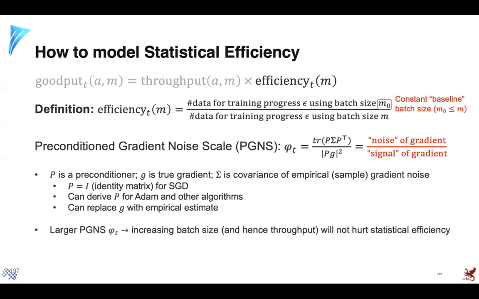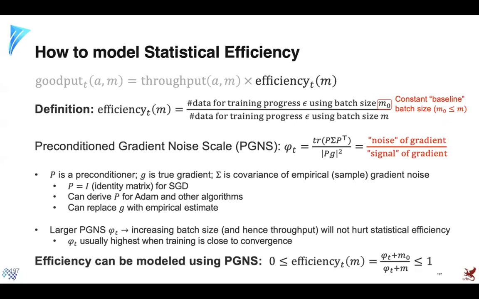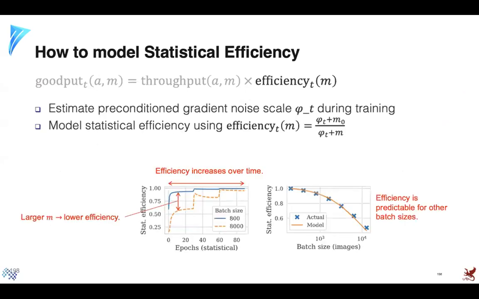Intuitively, a larger gradient noise scale results in better utility of larger batch sizes, meaning that increasing the batch size will not hurt statistical efficiency as much. Another interesting point is that this gradient noise scale, PGNS, usually is highest when the training is close to convergence. So the statistical efficiency might actually be different in the beginning of training versus the end of training. And we can express the statistical efficiency using the definition above by using the PGNS according to the following formula.